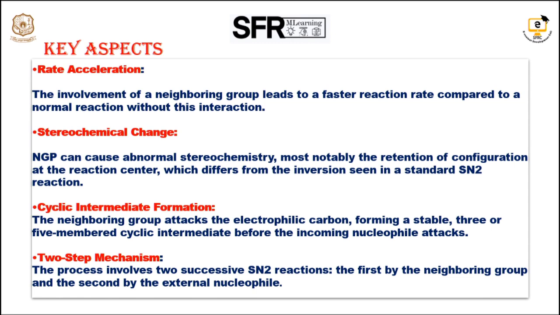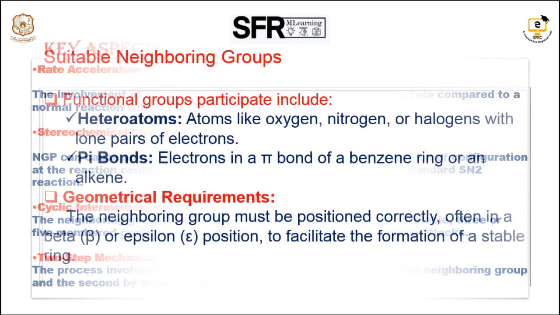And another thing is, the neighboring group attacks the electrophilic carbon, forming a stable 3-membered or 5-membered cyclic transition state before the incoming nucleophile attacks. And this cyclic intermediate is very planar, and it gives the way for the retention of configuration in the stereochemistry of the product. And it involves a two-step mechanism. The process involves two successive SN2 reactions. Normally SN2 means substitution nucleophilic bimolecular. It is a single step process, and here two successive SN2 processes are taking place, the first by the neighboring group and the second by the external nucleophile.